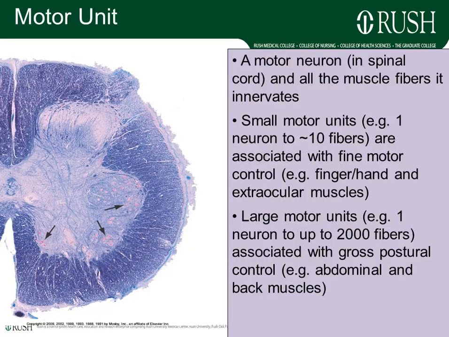So what is a motor unit? A motor unit consists of a motor neuron whose cell body resides in the spinal cord, and all of the muscle fibers that that neuron innervates. You can have small motor units, maybe one neuron innervating about 10 muscle fibers, and that's associated with fine motor control. Or you can have very large motor units where one neuron is innervating up to about 2,000 muscle fibers. And that situation can be seen in gross postural control.